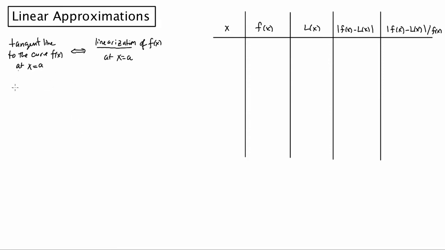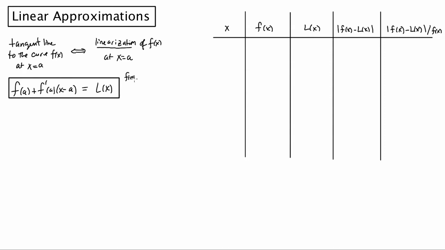precise. Specifically looking at the tangent line to the curve, we know that our tangent line formula is f of a plus f prime of a times x minus a, and we're going to call the linearization function L of x. And so this is called a first order approximation because it uses a first derivative. So this is a first order approximation of the function f of x.